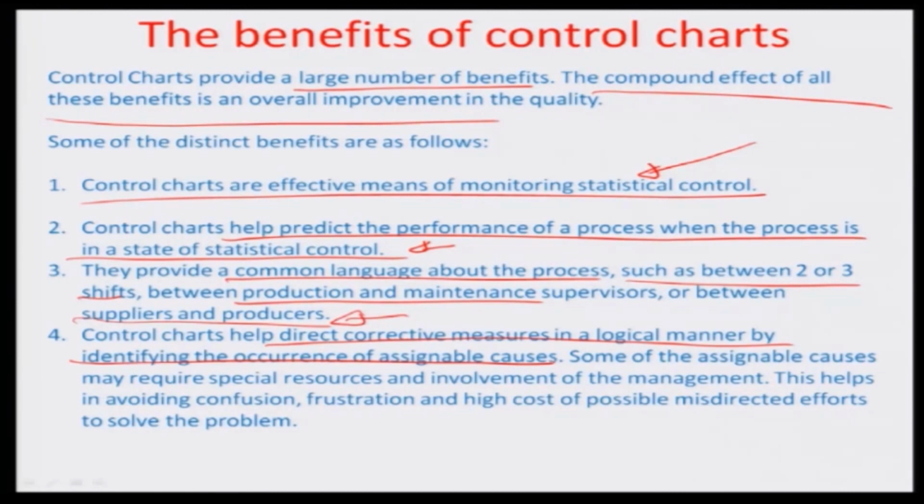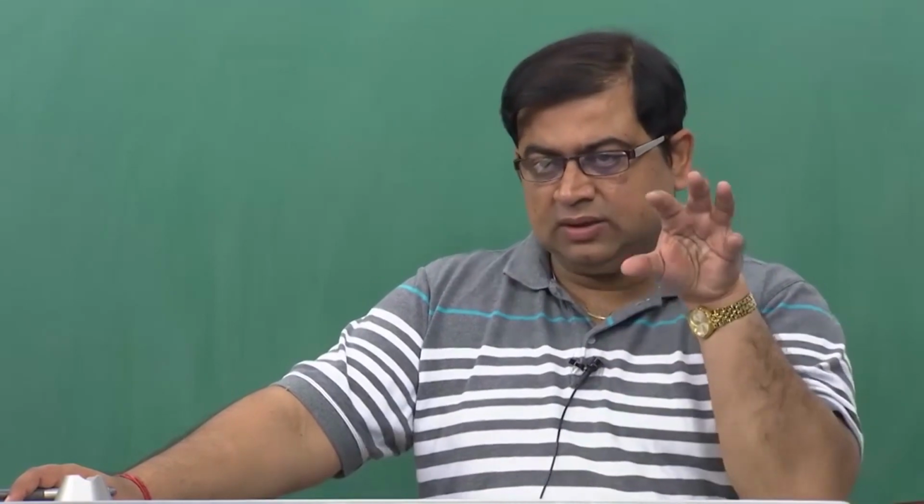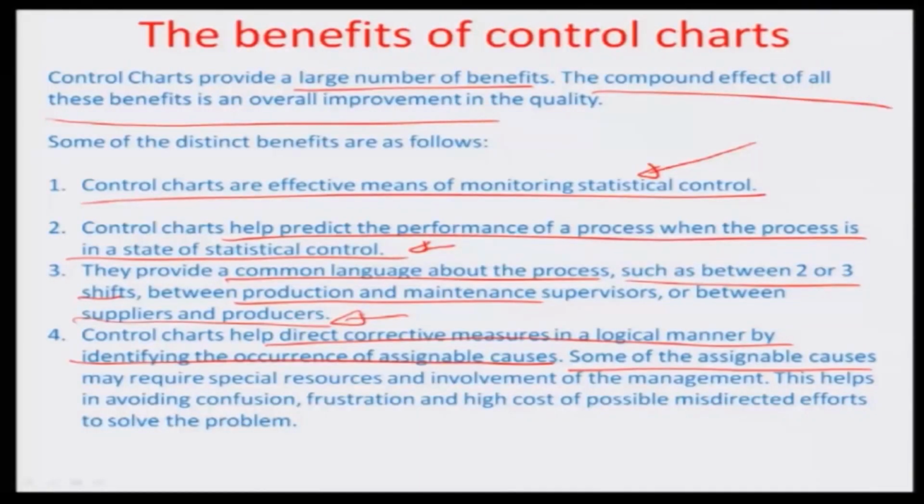So if you have a recording of a certain particular defect going out of control, you can easily focus on that particular defect and then do the man, material, machine, method analysis to see what are the different causes and try to eliminate those root causes, or even you can do FMEA as a matter of fact and try to see what are the highest priority defects in the particular system. Some of the assignable causes may require special resources and involvement of management.